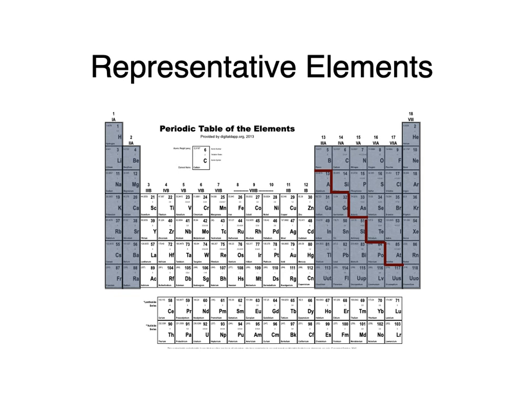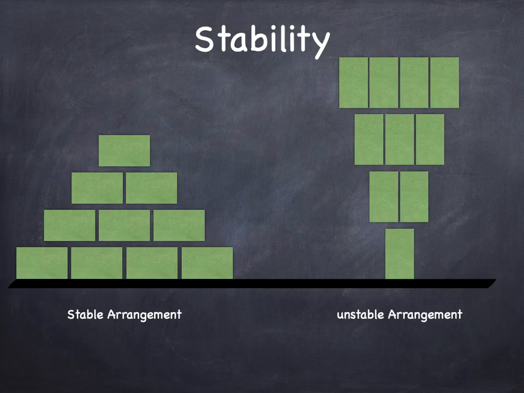And so what we're going to look at is the stability of various electron arrangements, and in particular, what represents a stable versus an unstable arrangement of electrons. There are a bunch of ways to think about this. So electrons can be arranged in a bunch of different ways, much like the blocks on this screen can be arranged in a bunch of different ways.